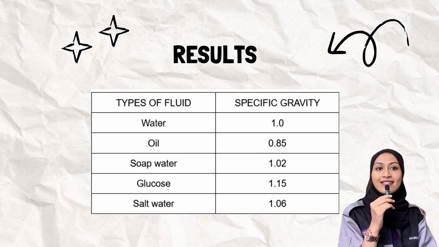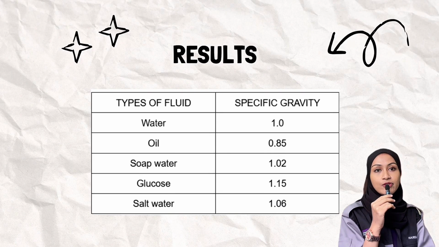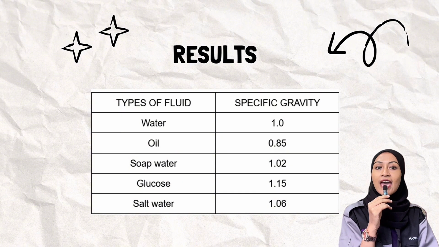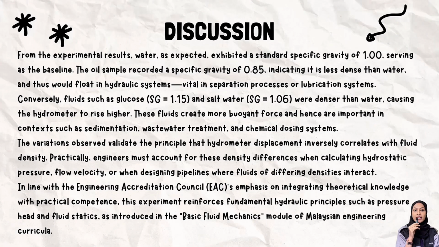We tested the same 5 fluids and the specific gravity results were water 1.0, oil 0.85, soap water 1.02, glucose solution 1.15, and salt water 1.06. The hydrometer readings confirm that fluids with solutes have higher specific gravities, while oil has a much lower value, indicating that it is significantly less dense than water.